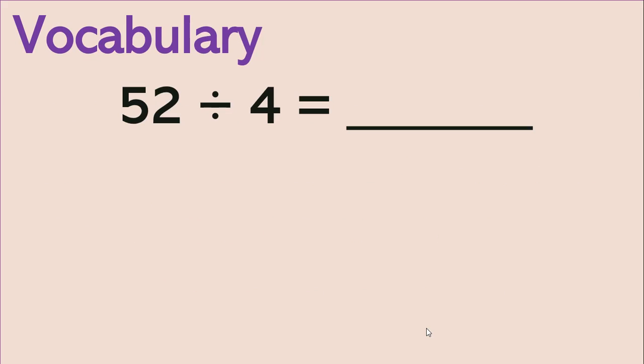Here we have 52 divided by 4. The first number is our dividend. This is the total number of objects that we have that will be distributed evenly. The second number is our divisor. This is the total number of groups that we'll be distributing into. Our answer to a division problem is always known as the quotient.